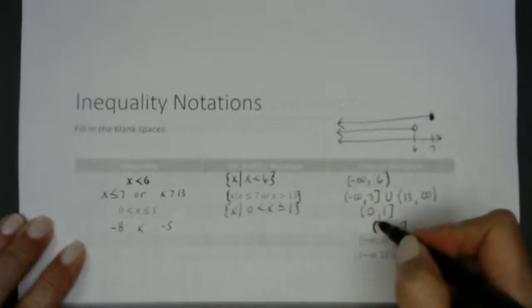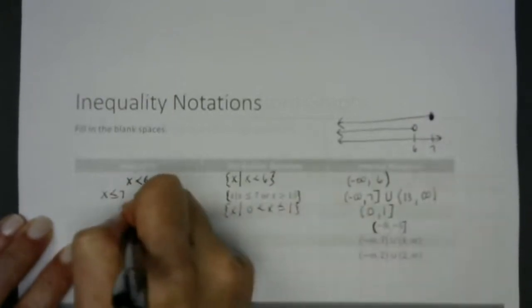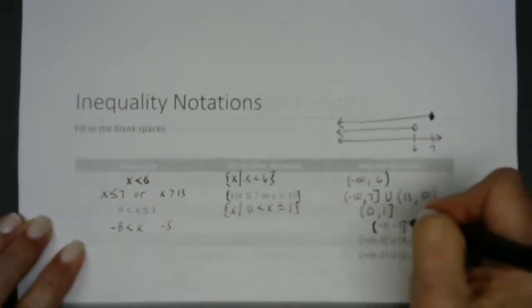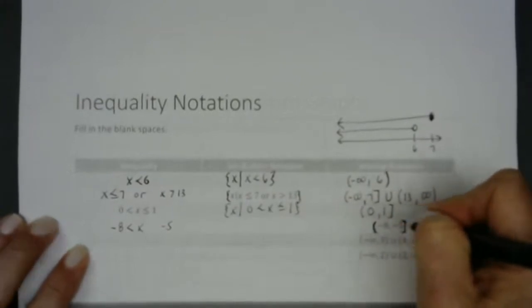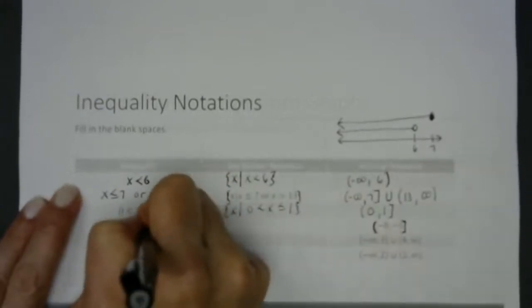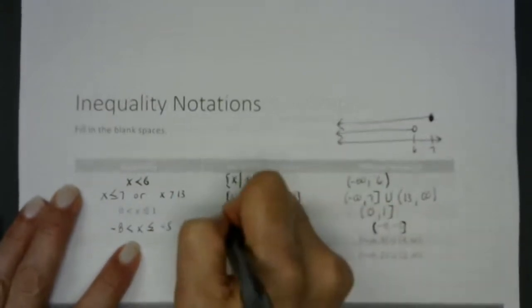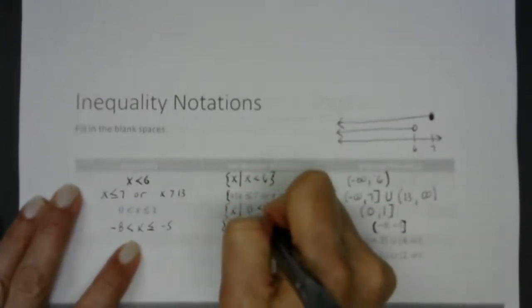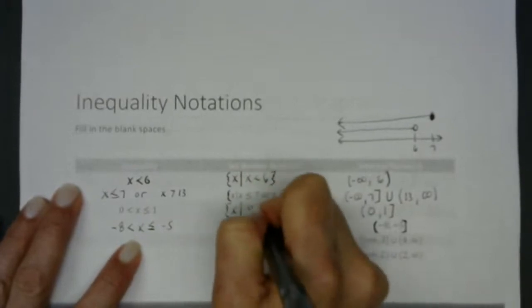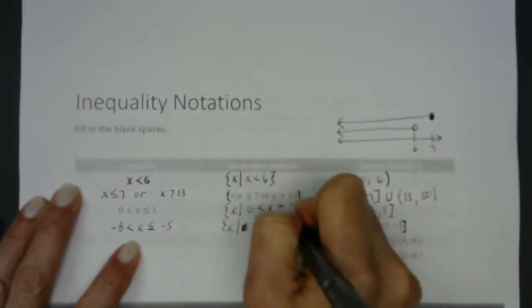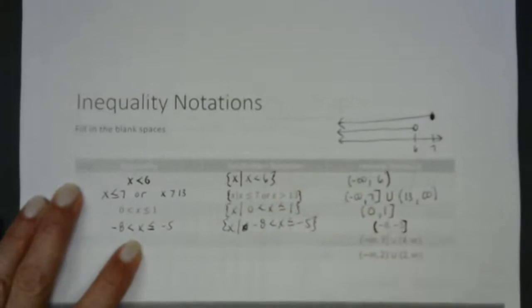And let's see, since there's a parenthesis by the -8, -8 is just going to be less than x. But I've got the bracket next to the -5, so that means x is less than or equal to -5. And of course, set builder, no rocket science. Set of all x such that -8 is less than x less than or equal to -5. Okay.